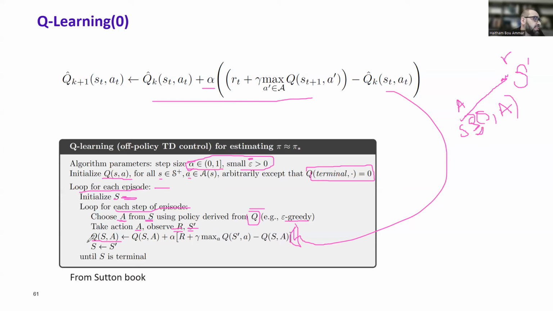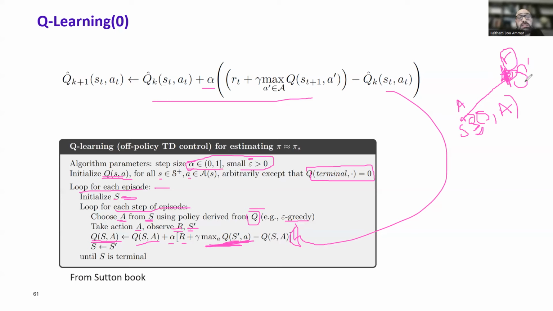So my new Q of S and A, my new Q value for that state action pair, is my old Q value. In the first iteration, it's whatever I initialized. Plus this learning rate, the hyperparameter alpha, multiplied by the reward we got for this transition, plus gamma max over A of Q of S prime and A. When we are at S prime, we can compute this max over A of Q of S prime and A. For example, you can try all the possible actions, and then take the action that corresponds to the max Q at S prime.